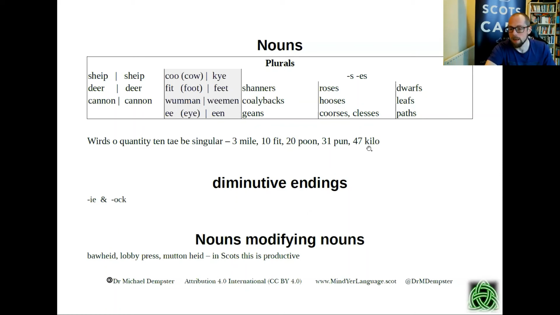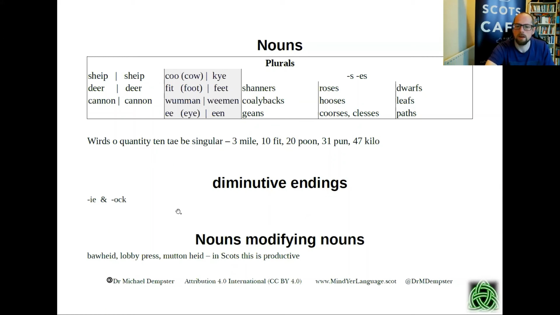And even words that kind of get introduced, like kilo, 47 kilo, you would say that. I tend to take that with an A ending. I should maybe have spelled it with an A ending in Scots, like Glasgow, Barra. I wonder if kilo is said like that in other dialects. So 47 kilo. So words of quantity will be singular.